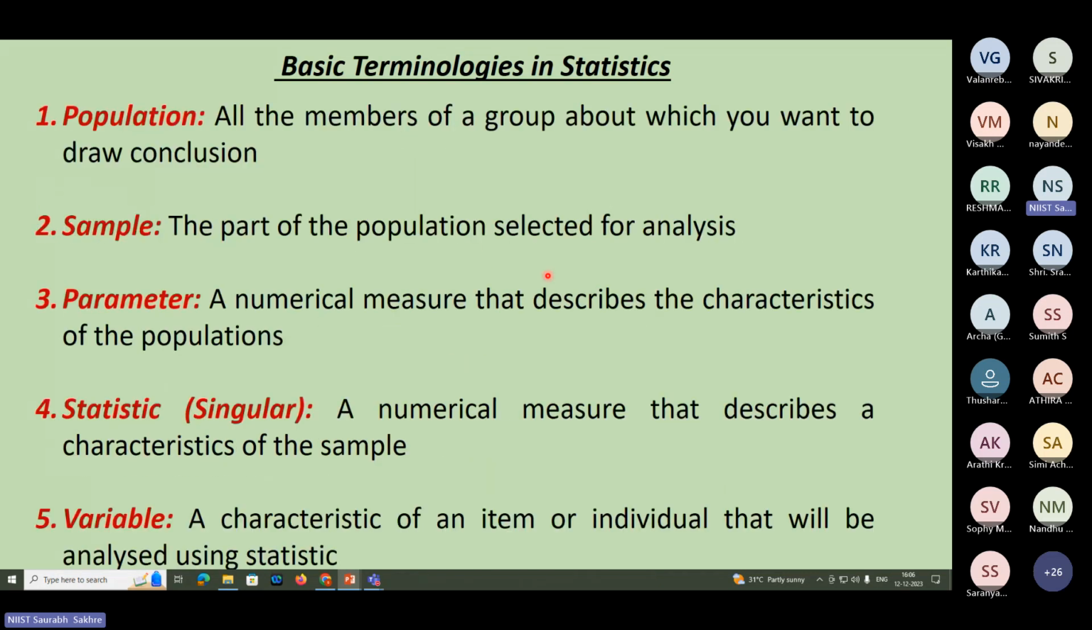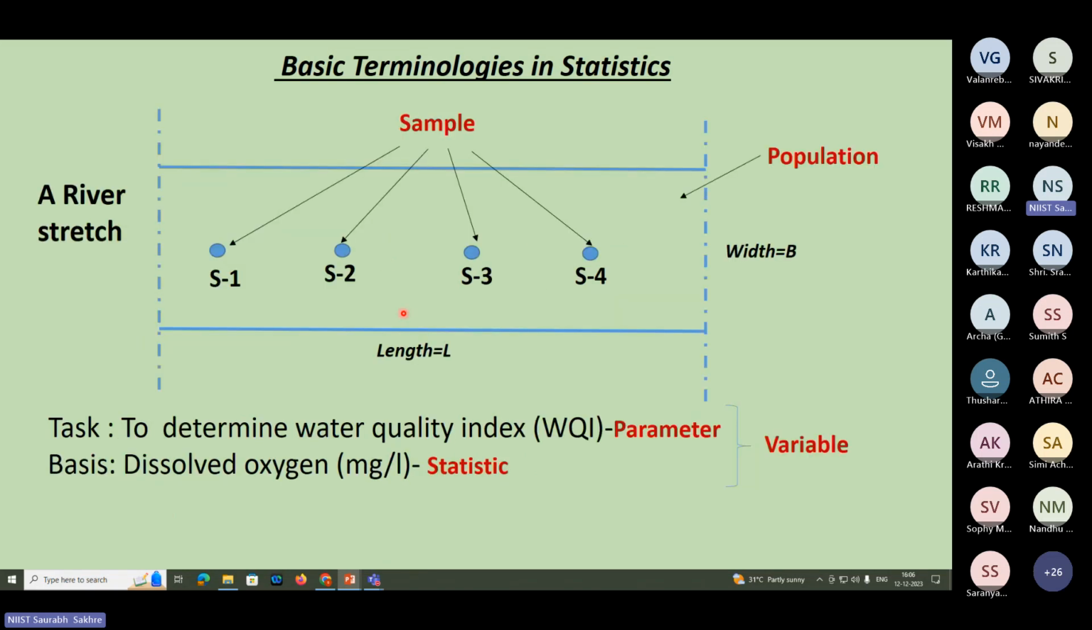Now, what does sample mean then? Sample is the part of the population selected for statistical analysis. Now, think yourself: it is not possible for me to take the whole stretch of river with me to the lab, right? I cannot take all of the water which is stored in this length L and width B to the lab. So what will I do?